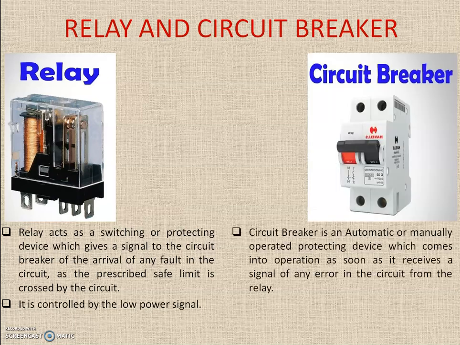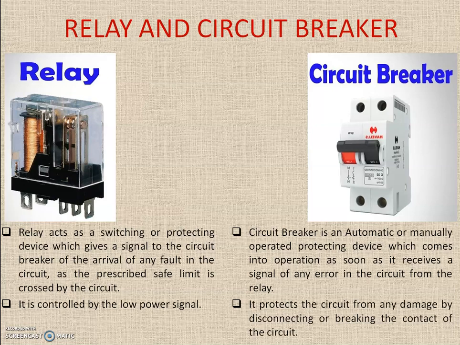And the circuit breaker, on the other hand, is an automatic or manually operated protecting device which comes into operation as soon as it receives a signal from the relay connected in the circuit. So the relay sends a signal to the circuit breaker, asking it to open the circuit on the occurrence of an error in the circuit, and it protects the circuit from any damage by disconnecting or breaking the contact of the circuit. Okay.